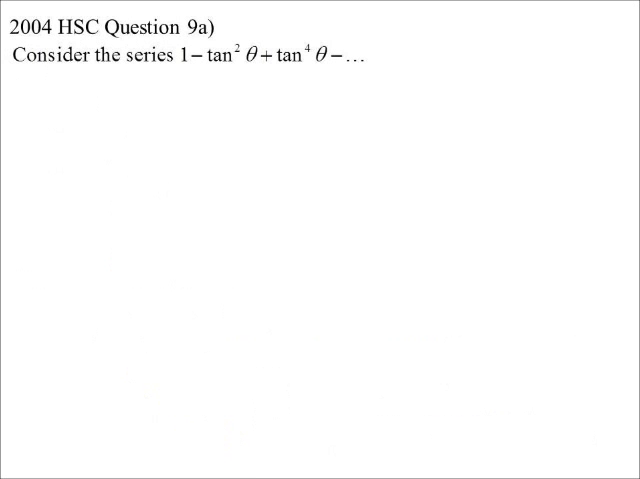Then, this was a 2-unit paper, but question 9A, maybe one of the harder series and sequences questions they've had in the 2-unit paper. Here's this series. It goes 1 minus tan squared plus tan to the power of 4, and so on. So A is 1, fair enough. Our ratio is minus tan squared theta. So the question says, when the limiting sum exists, find its value.